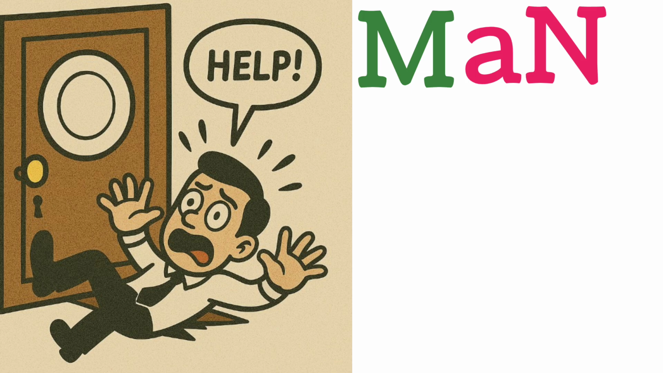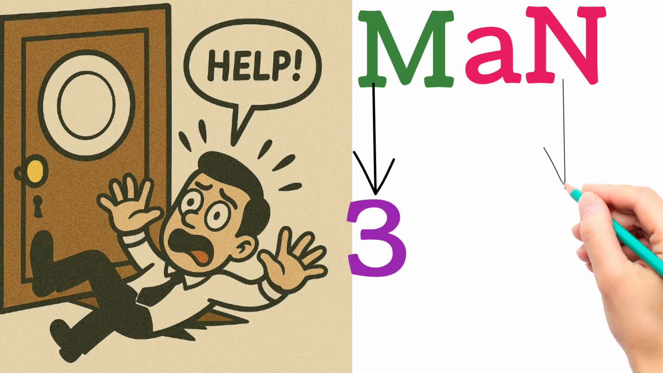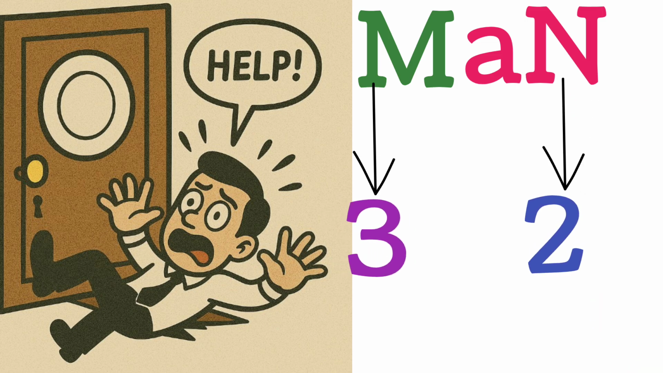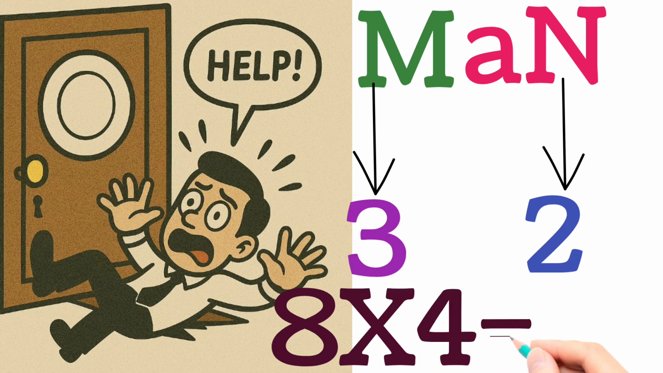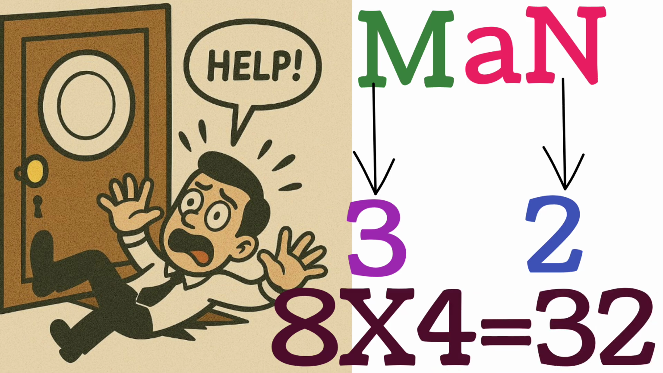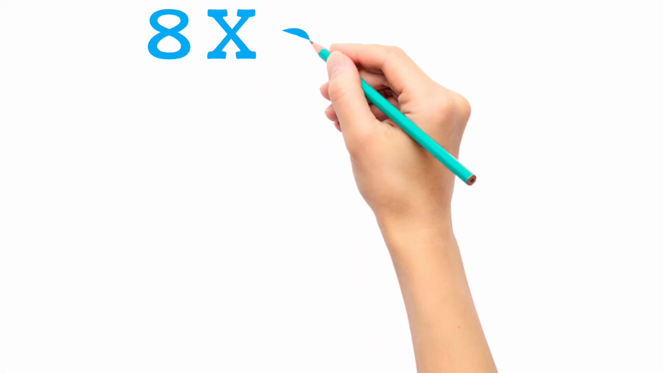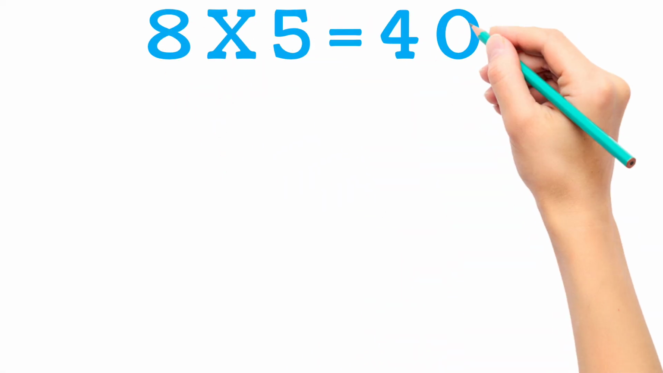8 is plate, 4 is door. And who fell while opening the door? A man. And in the word man, M equals 3 and N equals 2. So, 8 fours are 32. Yay! Now, let's find out 8 fives are what?